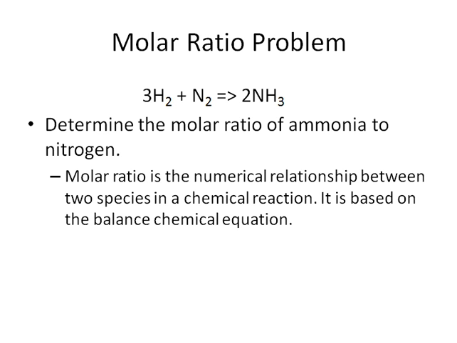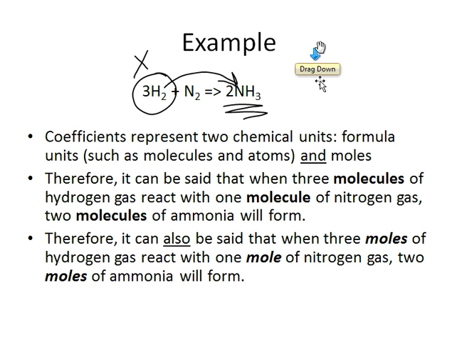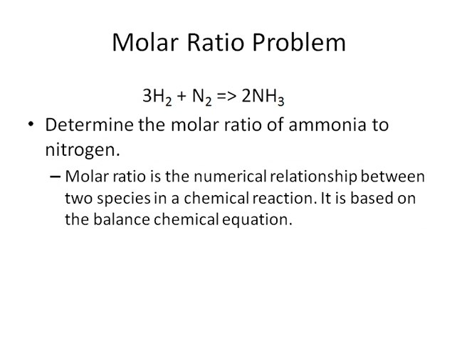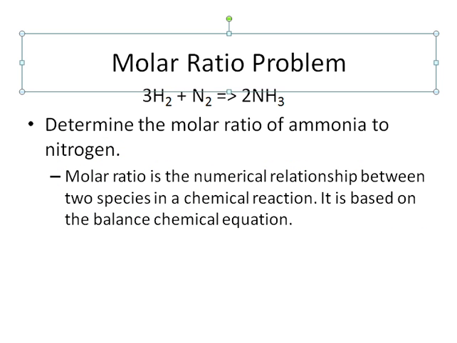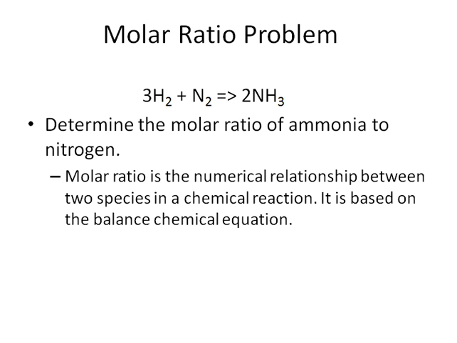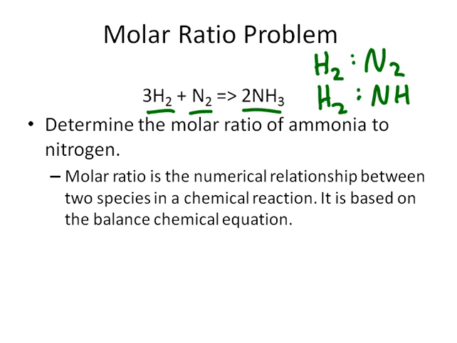There are a lot of different relationships here, right? I have 3 different species, and I'm going to have relationships for each one of them with at least one other one. For example, I'm going to have a hydrogen to nitrogen ratio. I'm going to have a hydrogen to ammonia ratio, and I'm also going to have a nitrogen to ammonia ratio.